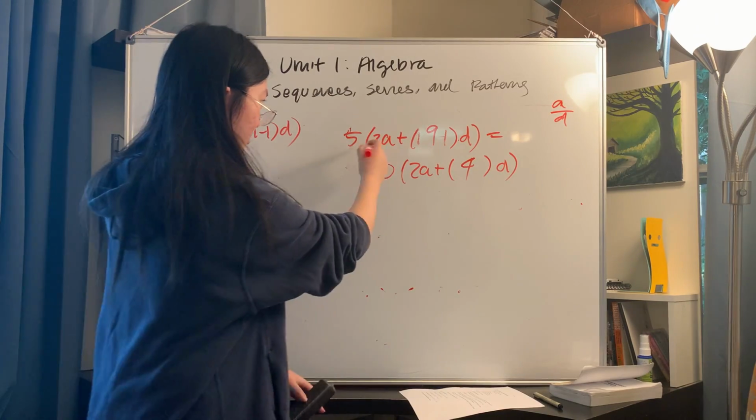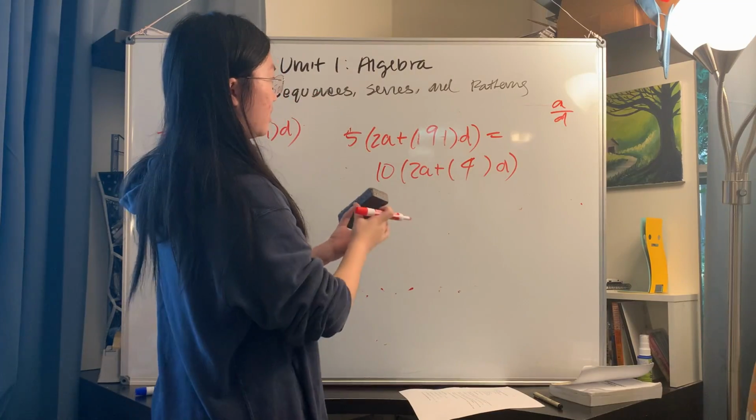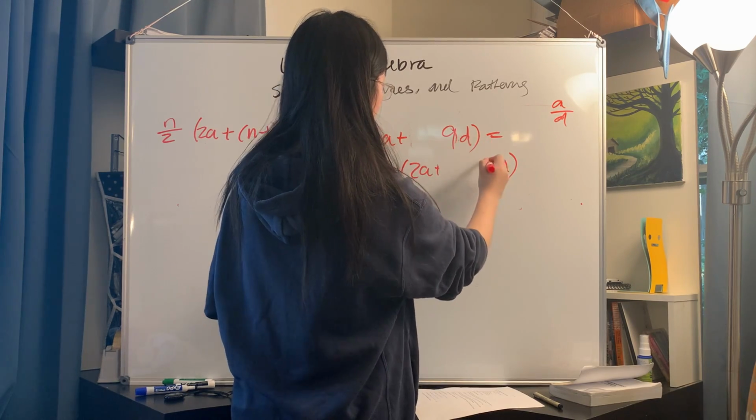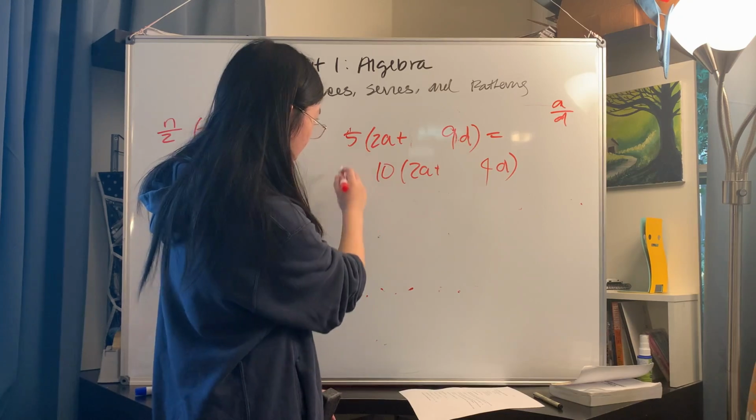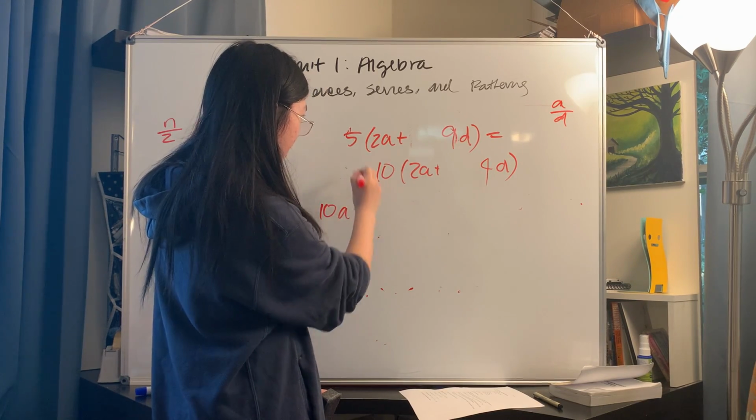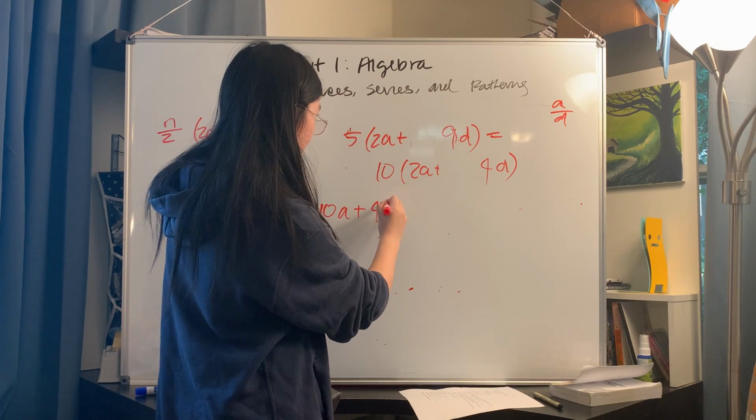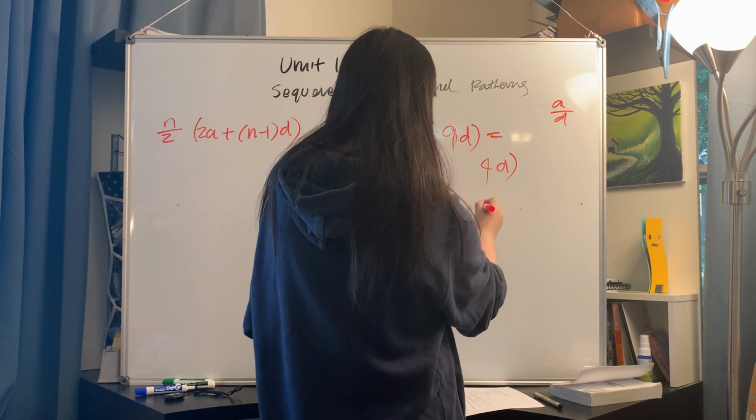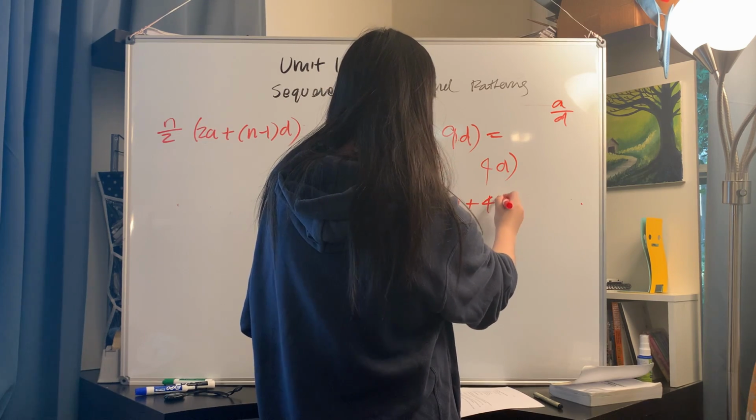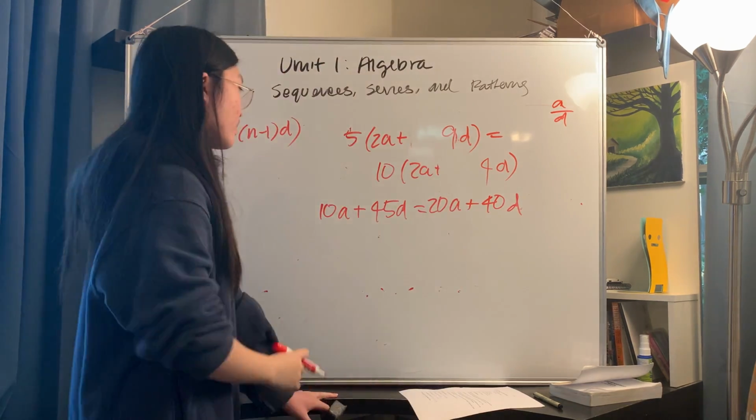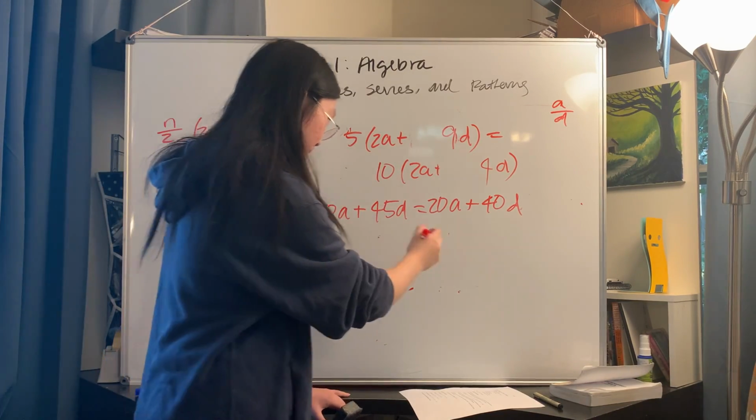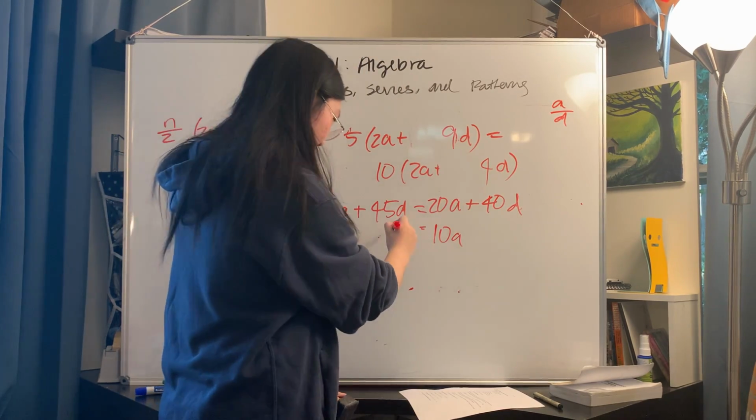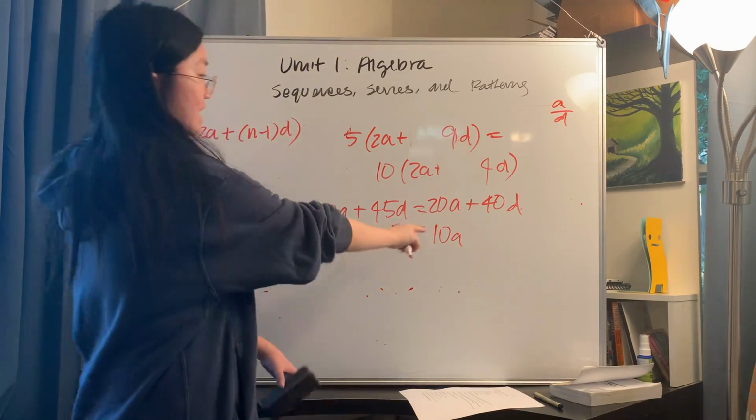And then let's multiply this out. Let's just make this 9d and 4d. So 9d, 4d. 5 times 2 is 10a plus 5 times 9 is 45d. That's equal to 20a plus 40d. Alright, so let's subtract 10a from both sides. We get 10a. Let's subtract 40d from both sides. We get 5d. So 5d is equal to 10a.